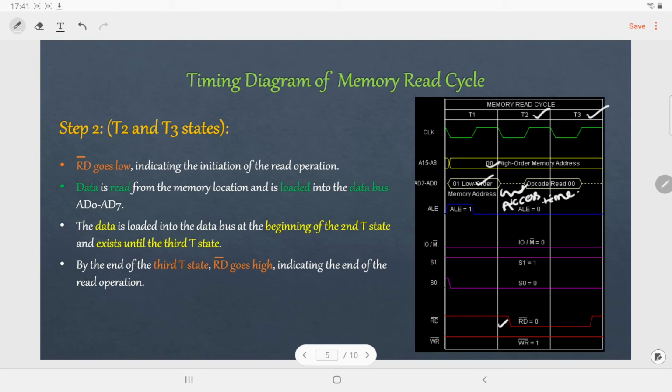So the data is loaded into the data bus in the second T state and it exists on the data bus until the third T state, up to here. And by the end of the third T state, RD bar goes high and it indicates the end of the read operation. And here the condition of WR bar will be 1, because we are performing read operation, not write operation. So this is the complete timing diagram of memory read machine cycle.